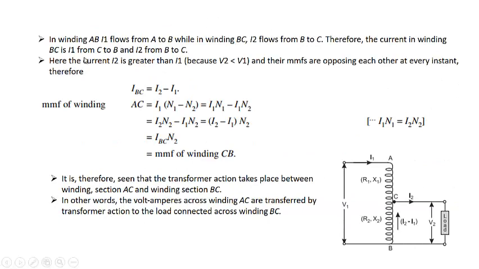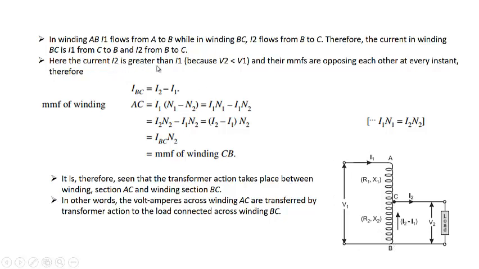In the winding AB, I1 flows from A to B, while in the winding BC, I2 flows from B to C. Therefore, the current in the winding BC is I1 from C to B, and I2 from B to C.